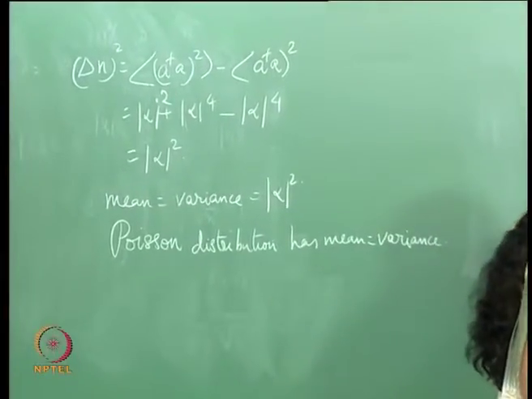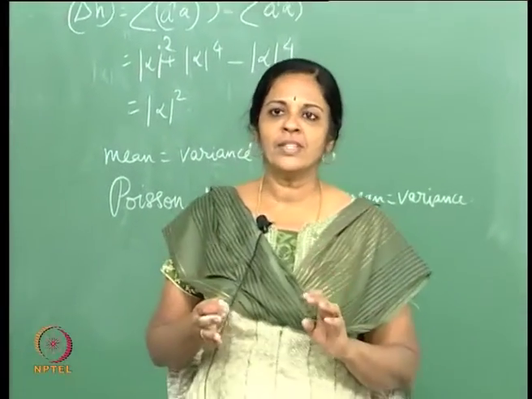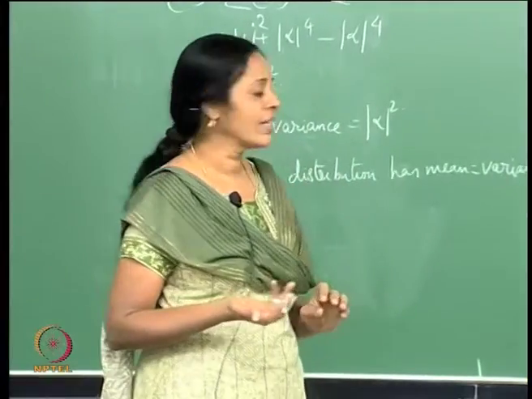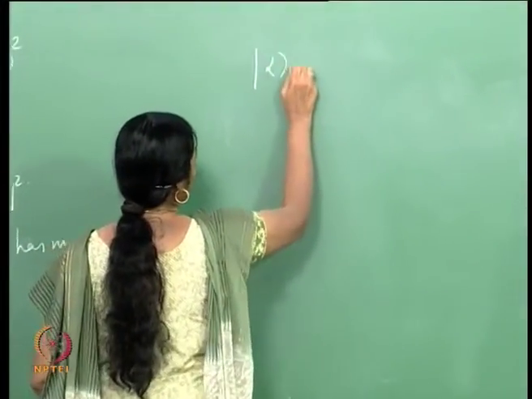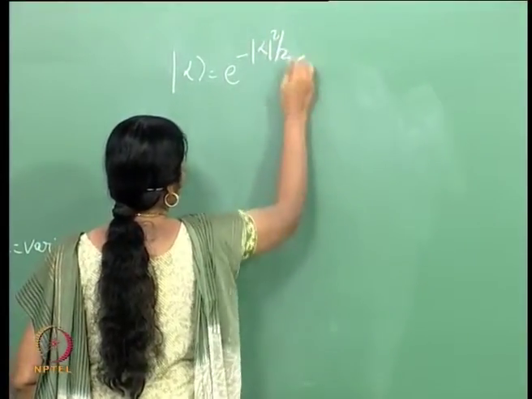I could do better. I could find out the probability of detecting m photons in the state ket alpha. Since ket alpha is an infinite superposition of photon number states, the normalized state is given by this.